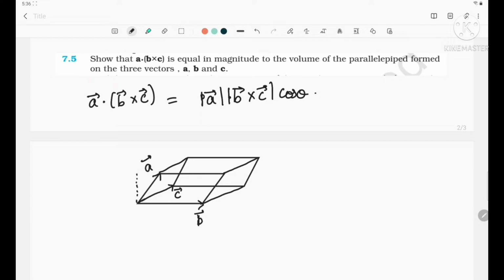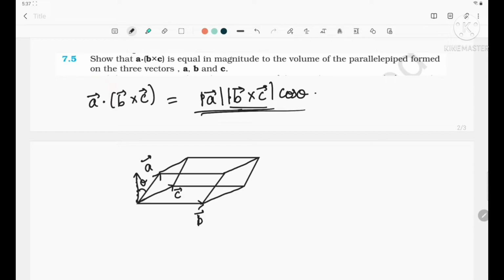And A, the angle between B cross C and A. So any vector which is a cross product of B and C will be perpendicular to B and C, the plane containing B and C, right? So this vector can be considered to be the perpendicular vector or the direction of B cross C. So the angle made by that and A is equal to theta. So that's why we will be writing A vector dot B cross C into cos theta.